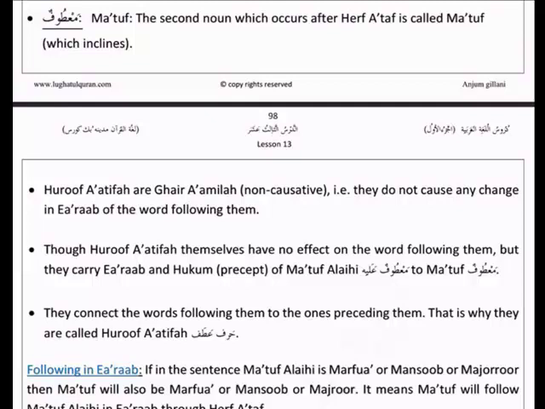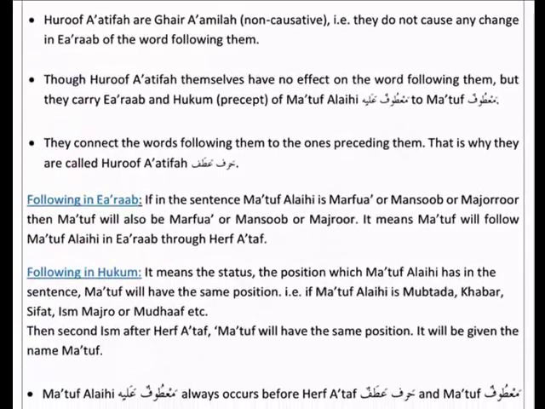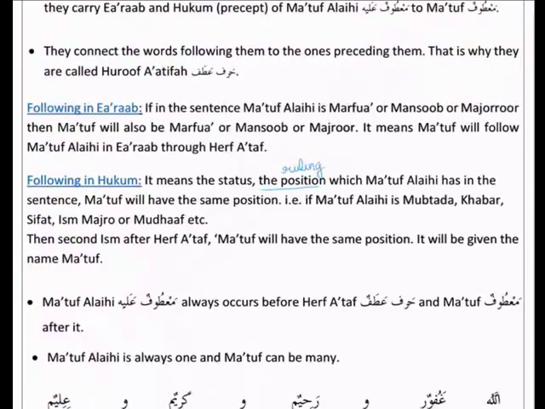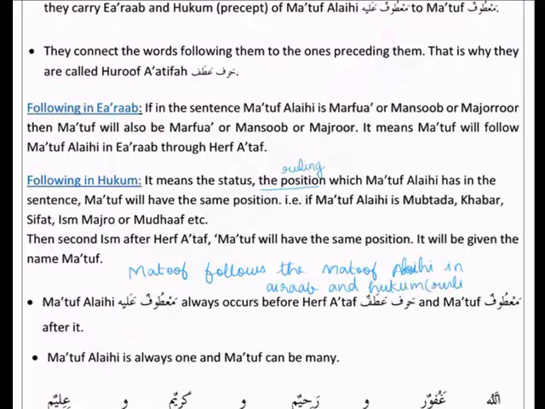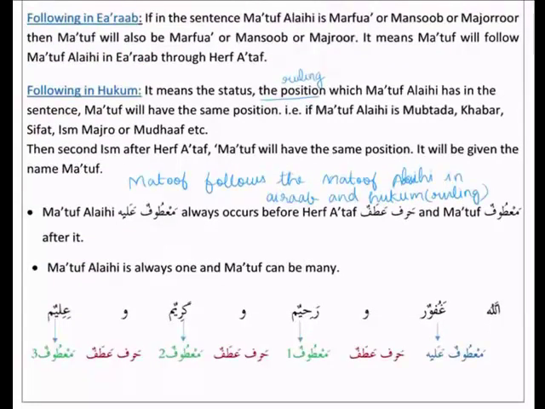And then you also saw how the matuf follows the matuf alayhi in i'rab and hukum. And hukum is what? Ruling. Okay, so let's see what this is. Suppose you have a jumla ismiya, right? For example, you have an example given here: Allahu ghafurun wa rahimun wa kareemun wa alimun. All right, let's try to understand what is being told here.